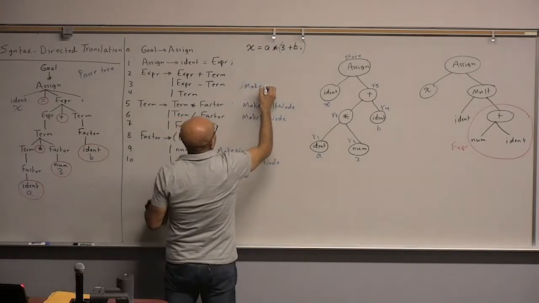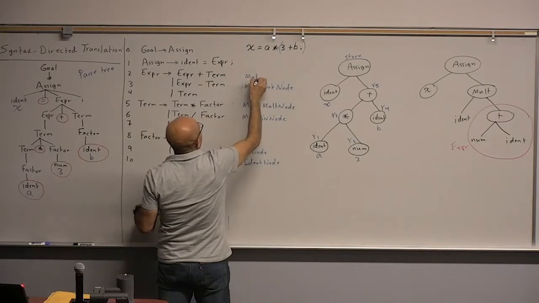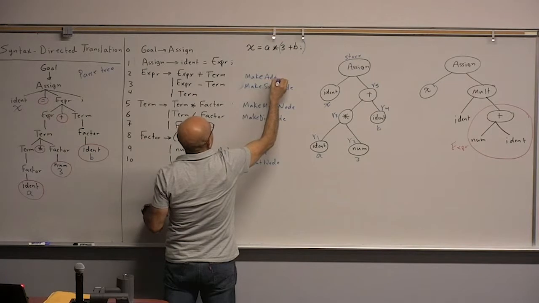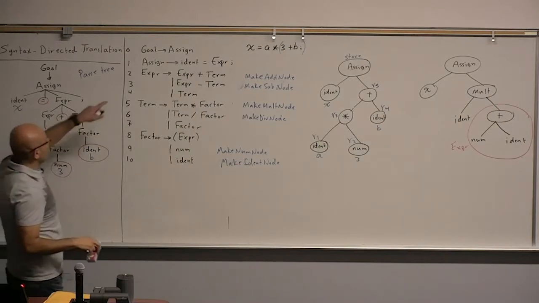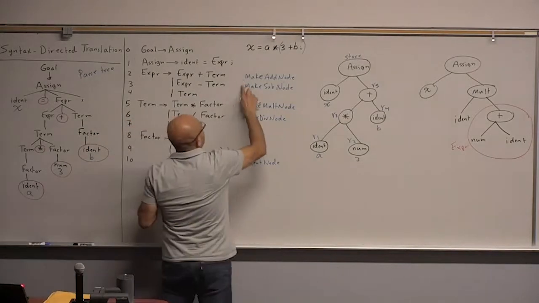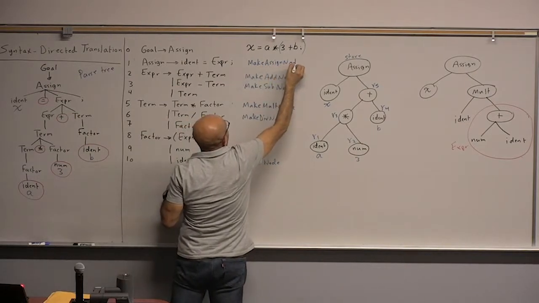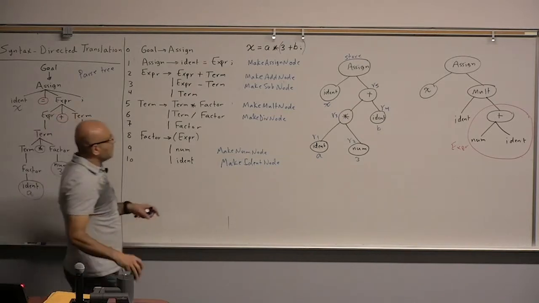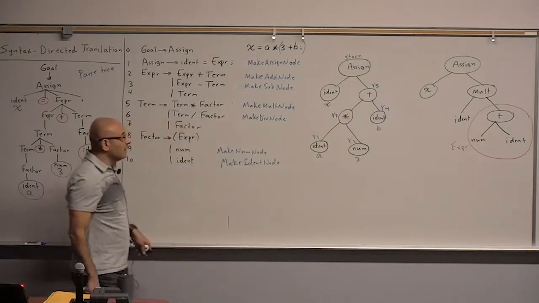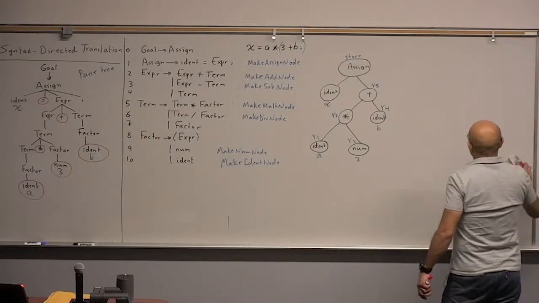Make a subtract node, and this is make an add node. And in this assignment, what are we making? The assign node. Making an assignment node. But now, how do we make these nodes? Making a node is basically, a node in the tree will have two children. A tree node has two children.